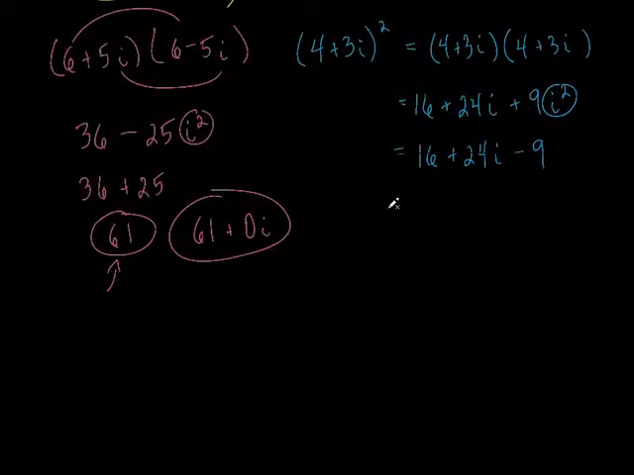All right? What are we going to add together first? The reals, right? So 16 minus 9 is what? 7, positive 7, and then what? Plus 24i. There you go. Real goes first, imaginary goes second. Make sure you put it in that order.